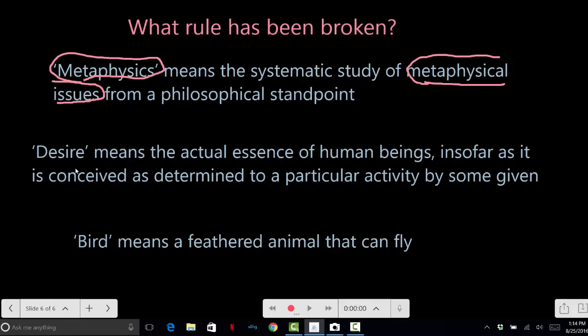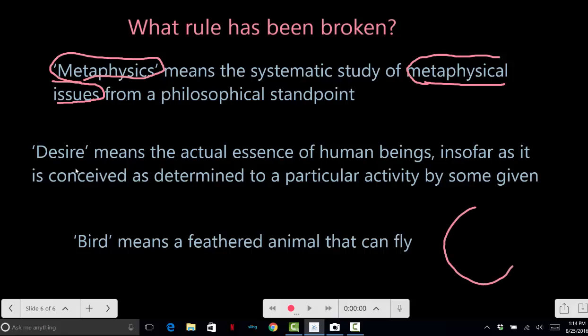So let's look at the next definition. The word bird means a feathered animal that can fly. If you maintain that the problem with this definition is that it's too narrow, that's correct.